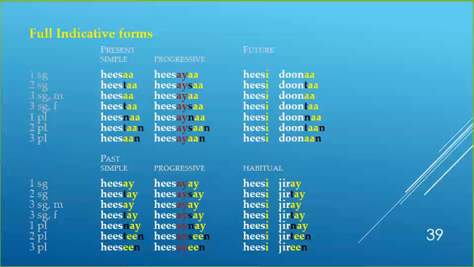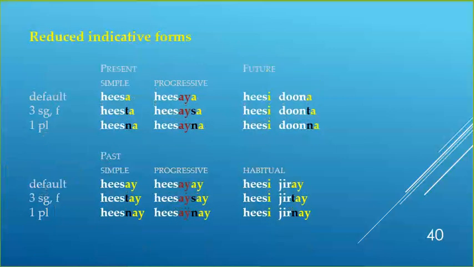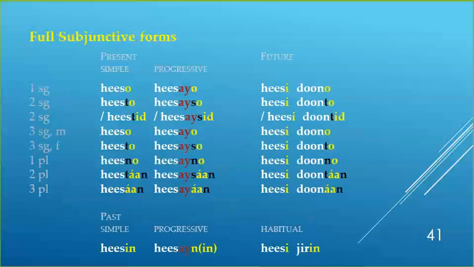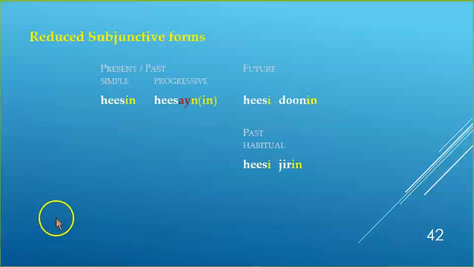And this then is the full indicative, and then we have the reduced indicative, followed by the full subjunctive. And the reduced subjunctive. Where, for example, this form is really special to this set of forms, the future reduced subjunctive.